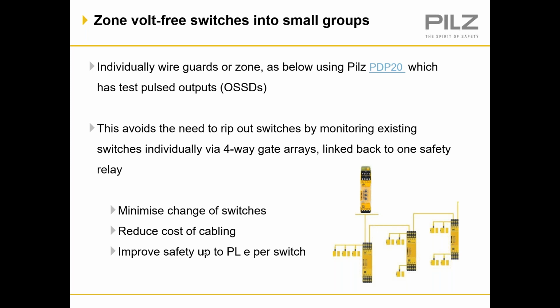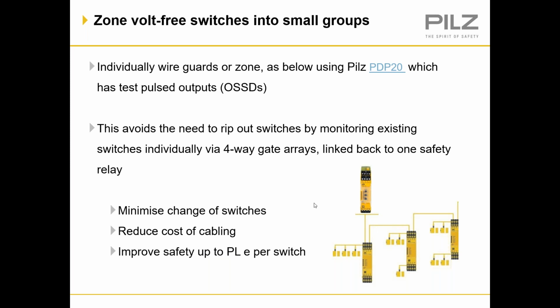You can zone fault-free switches into small groups. So individually wired guards or zones, as below, using our PDP-20, which has test pulse outputs and OSSDs, which is an output signal switching device. This avoids the need to rip out existing switches by monitoring those individually via a 4-way gate array, and you can link those back to one safety relay.